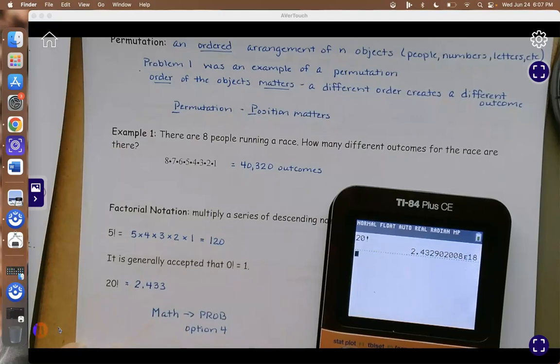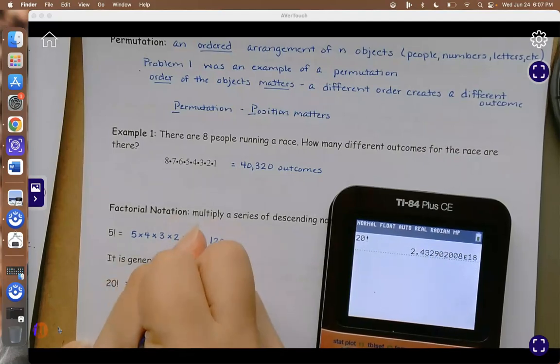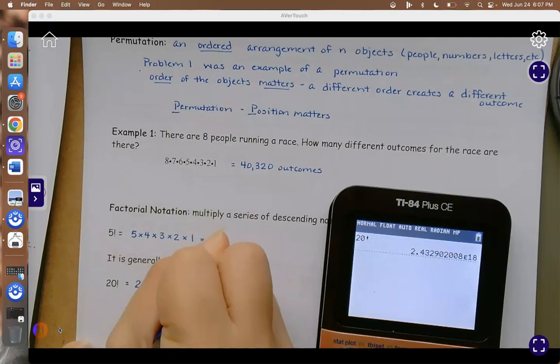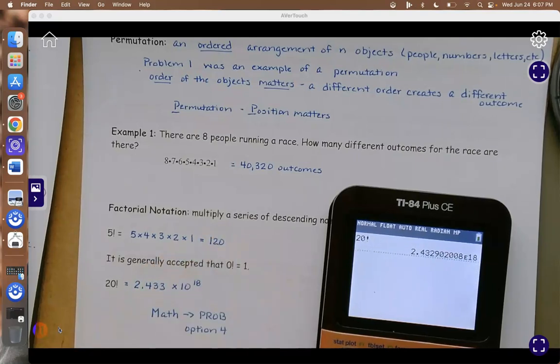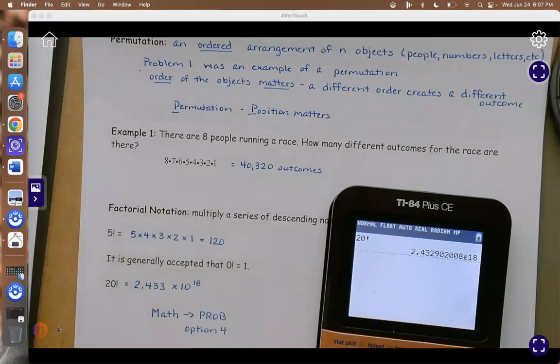Okay, so this is really 2.433, and we're just going to leave it as that because this rounds up to a 3. We'll keep 3 places. Times 10 to the 18th power. So that's a lot of numbers. So you wouldn't want to type in 20 times 19 times 18 times 17 times 16 and so on and so forth. So that keeps us from having to do that.